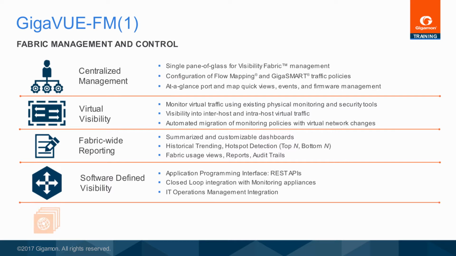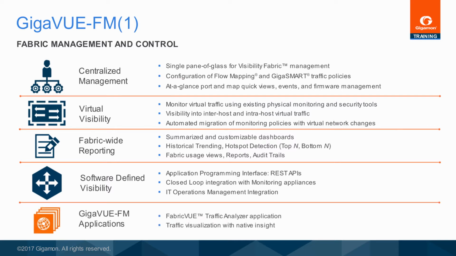The Fabric Manager application, FabricVUE Traffic Analyzer, can be used as a first-level dashboard to identify the top talkers, applications, endpoints, and protocols. While aggregation and flow mapping is typically used to send only the right traffic to each tool to improve tool efficiency, this application can report on traffic that is being filtered out so that it does not reach your monitoring and security tools. In addition to general reporting, use FabricVUE Traffic Analyzer to identify any hotspots or new traffic that needs to be forwarded to the monitoring tools.